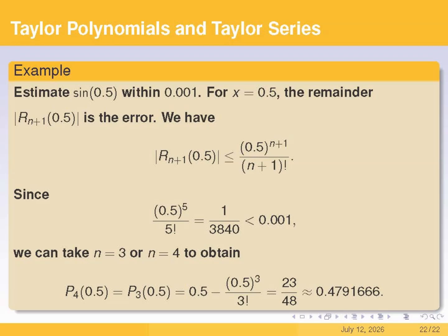So, all we have to do is calculate the 4th degree Taylor polynomial of the sine function at x equals 0.5. Since the 3rd degree and 4th degree Taylor polynomials for the sine function happen to be exactly the same, that final approximation is listed right here in the last line.